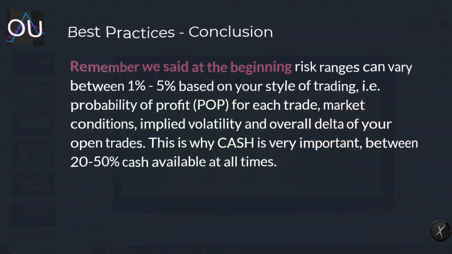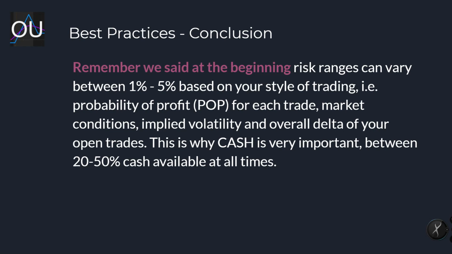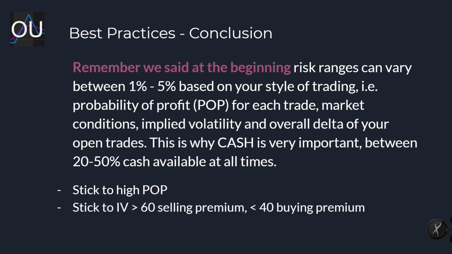So going back to our conclusion again, we talked about the 1 to 5%, why you would be on the 1 to 2 side, why you would want to be in that 3 or 4, 5%, when you would want to be in that 5% trade, why cash is very important. So stick to the high probability profit trades, stick to high IV, over 60%, you want to sell premium, under 40%, you want to buy premium.